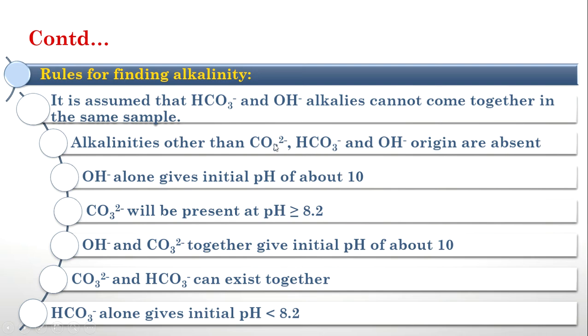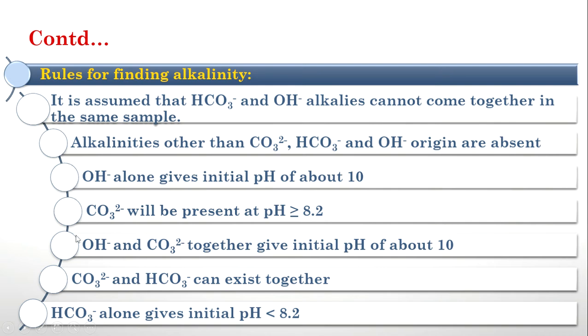Alkalinity is only caused by three compounds: carbonate, bicarbonate and hydroxide. No other compounds can cause alkalinity. Hydroxide alone gives an initial pH of about 10, so that much pH hydroxide can contribute. Carbonate will be present at pH greater than or equal to 8.2. When the pH of a water is greater than or equal to 8.2, we can say that carbonate is present in the water.